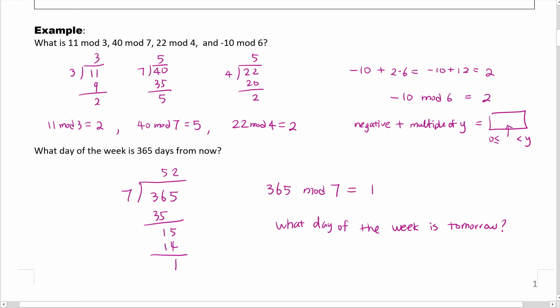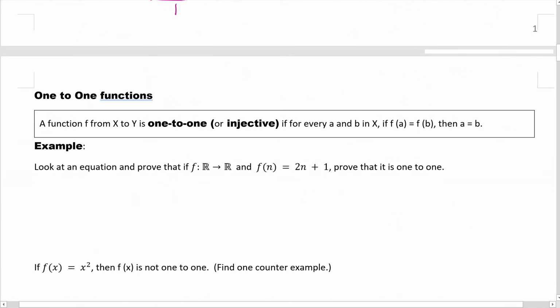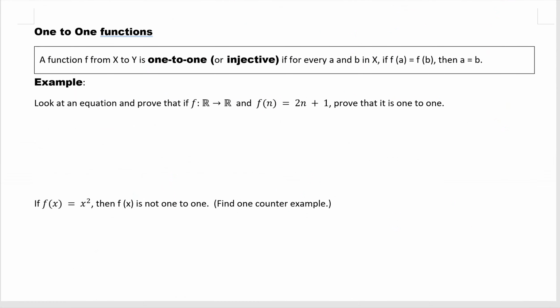Okay, let's continue. One-to-one functions. A function from X to Y is one-to-one, or injective, if for every a and b in X, if f(a) equals f(b), then a equals b.